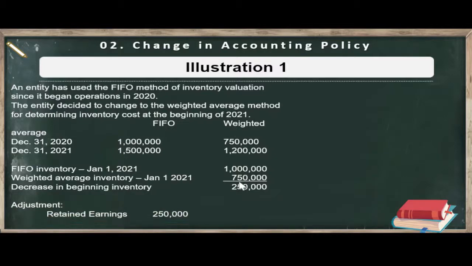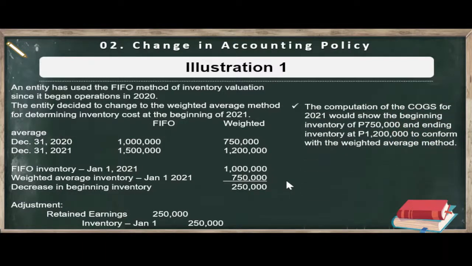So the adjustment would be a debit to retained earnings of 250,000 and a credit to inventory, January 1, of 250,000. Okay? So the computation of the cost of goods sold for 2021 would show the beginning inventory of 750,000, the weighted average figure from earlier, and the ending inventory of 1,200,000.